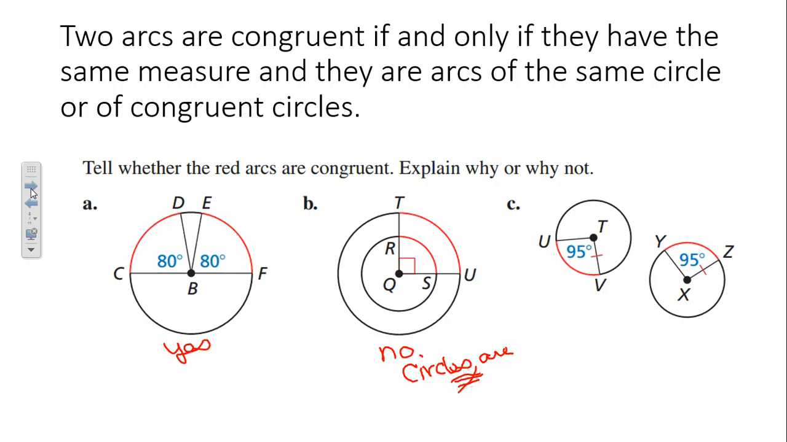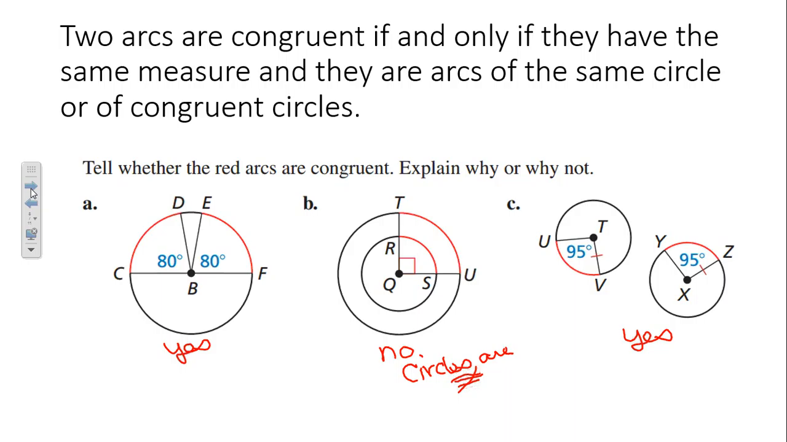Last example of this one, what do you think? Are they congruent? Not the same circle, right? Do they have the same central angle? Yes. Do they have the same radius? Yes. How do you know? 95 degrees and the tick mark. So these are a yes. The circles are congruent. They have the same central angle. That means the distance from U to V will be the same as the distance from Y to Z.